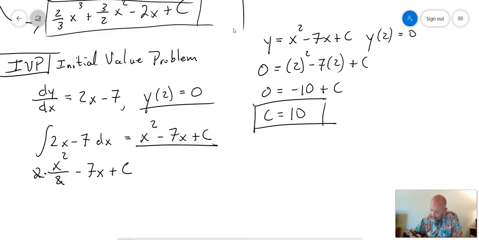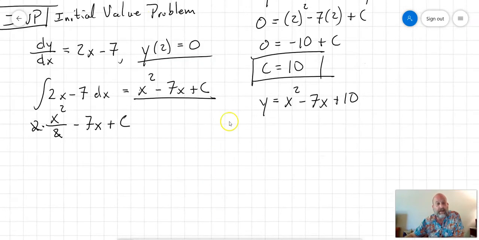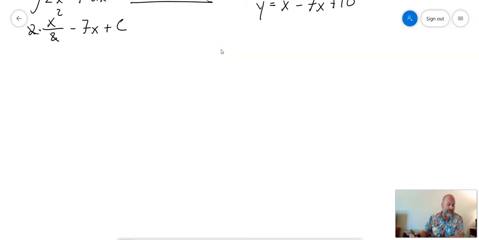The antiderivative from this initial value problem, the solution, is the equation y is equal to x squared minus 7x plus 10. Right? And so it's just a matter of using that initial value to try to get a hold of c. And we can do this actually with our trig functions as well.